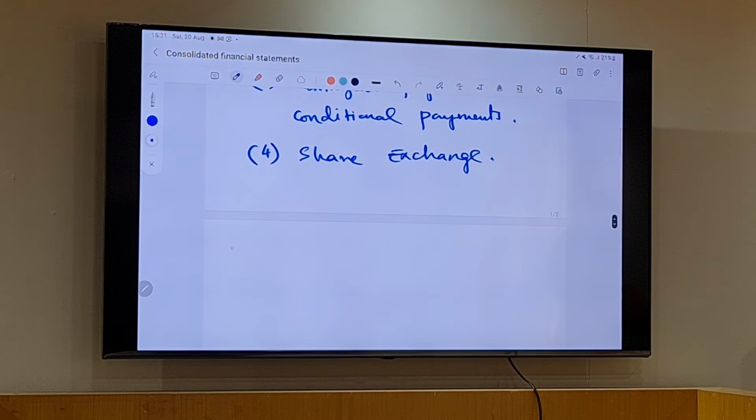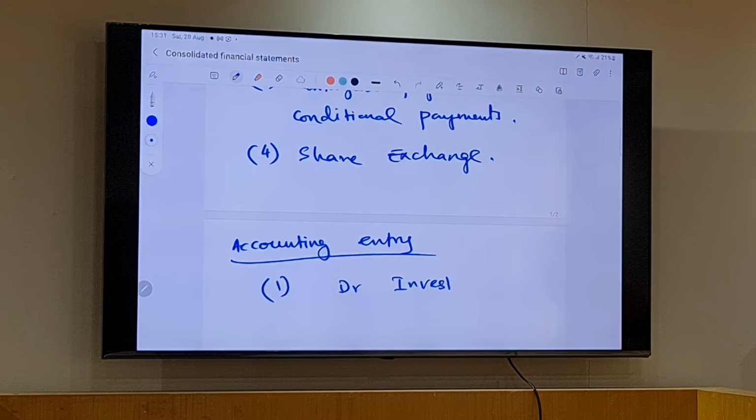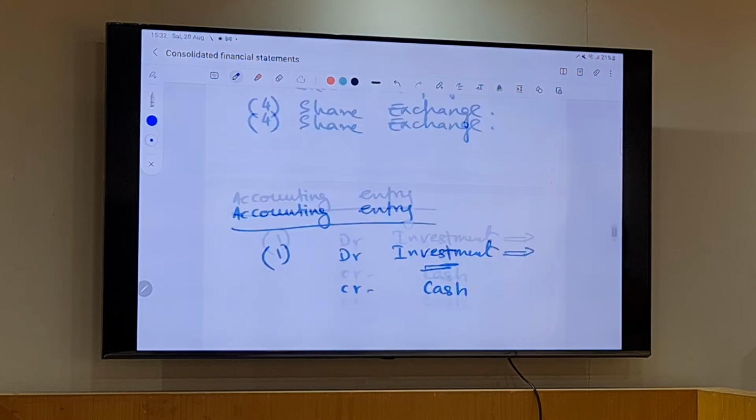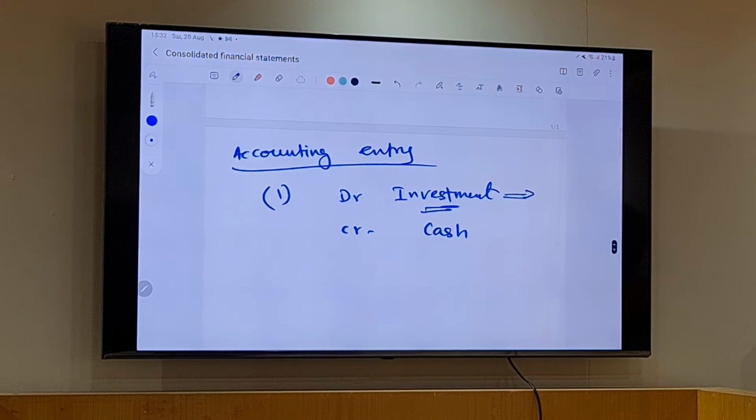First one, accounting entry. First method: debit, investment; credit, cash. Simple. This is on whose books actually? In the investor's, the parent company's books. Nothing in the subsidiary's books. Cash is going out and then investment. Then you remember, when I calculate goodwill, I have taken this amount. So that is the next stage. We don't need to worry about that.